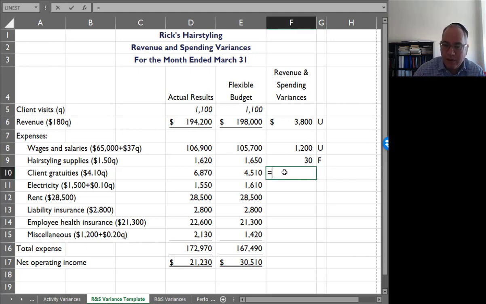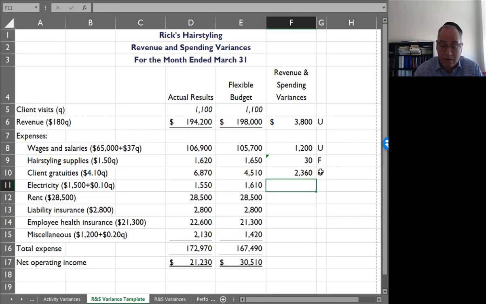We have client gratuities. I can't even figure out what that is. That's an expense? So they tip their clients? Right? Maybe it's that, I don't know. I think what they do is they include the tips in revenue and then they give them out. This is where they give it to their employees or their independent contractors. I guess they're employees here. So anyway, client gratuities was higher, so that would be unfavorable.